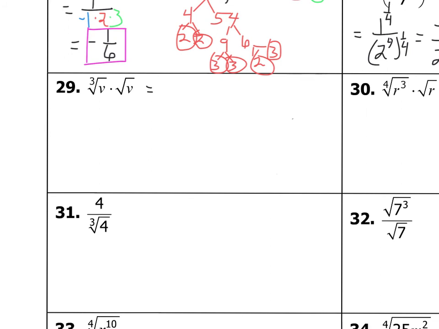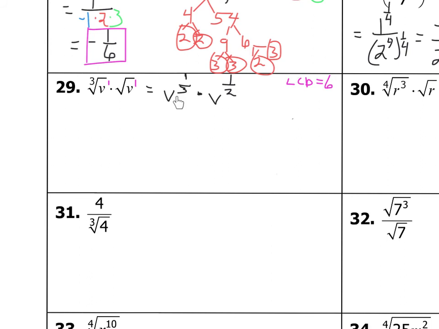So this is v to the 1st and v to the 1st. So for each one of these, I've got v to the 1 over 3, so 1/3, times v to the 1 over 2, because that index is understood to be 2, so 1/2. Then we are multiplying like bases, so we can add the exponents. Since the denominators of my exponents are 3 and 2, I need to find the least common denominator, and the least common denominator in this case is 6.